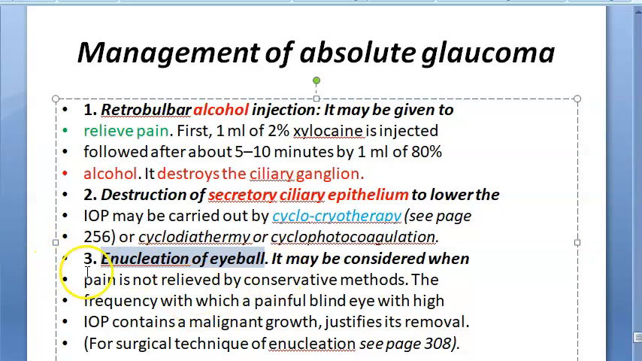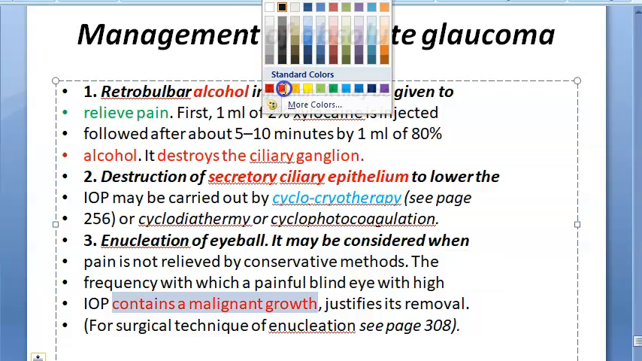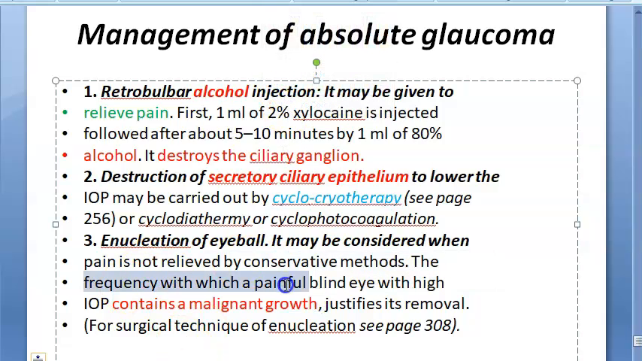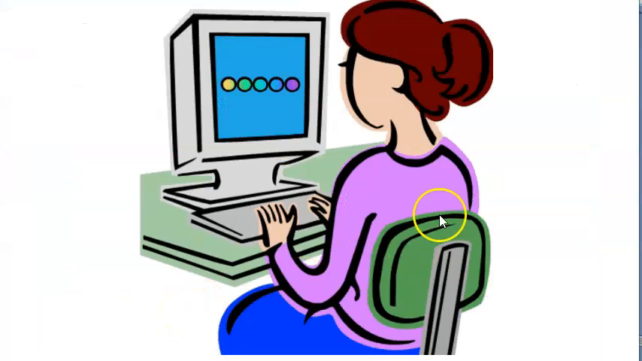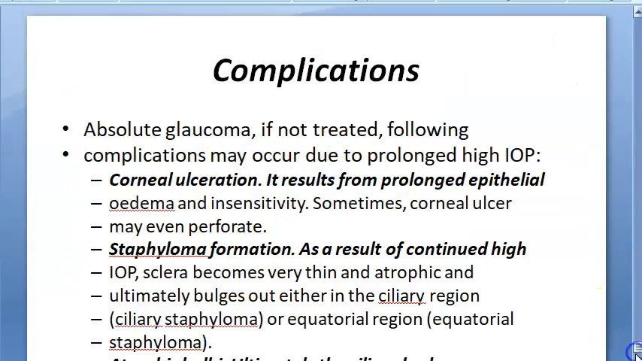Why? Because when pain is not relieved by conservative methods. So the eye may contain a malignant growth, then only they are removing it, is it? The frequency with which a painful blind eye with high IOP contains a malignant growth justifies its removal. So they're saying that it can have a malignant growth, so they want to remove it. Did you understand, guys? Absolute glaucoma also we finished.